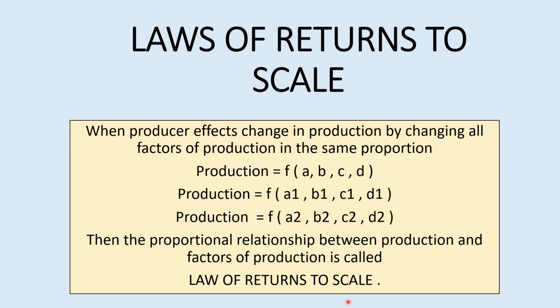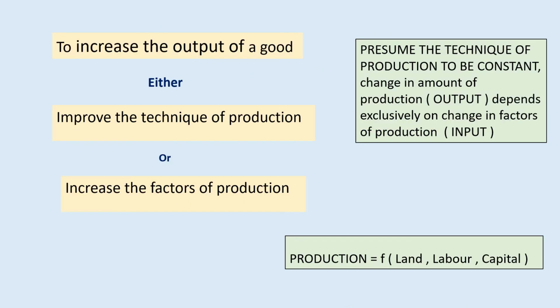I repeat, when you change only one input, others remaining the same, it is called the laws of returns to a factor. And if you change all the inputs, then it is called laws of returns to scale. Next, to increase the output of a good, either you have to improve the technique of production or you have to increase the factors of production.